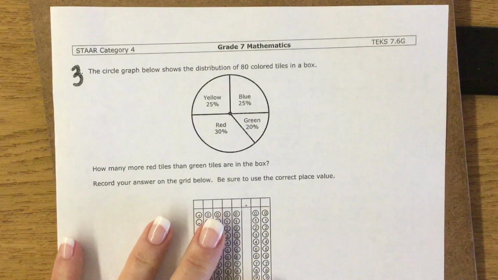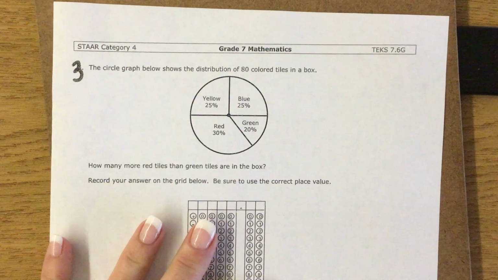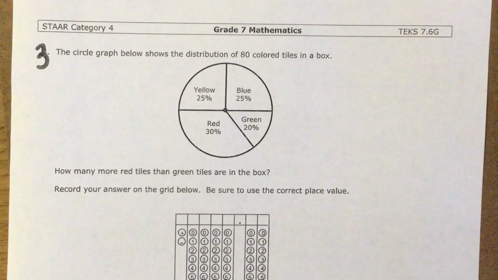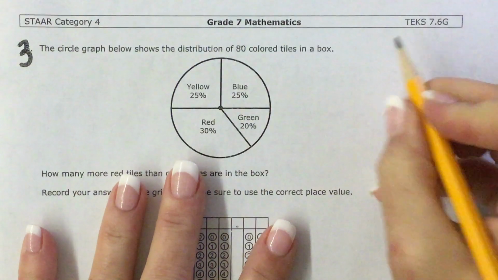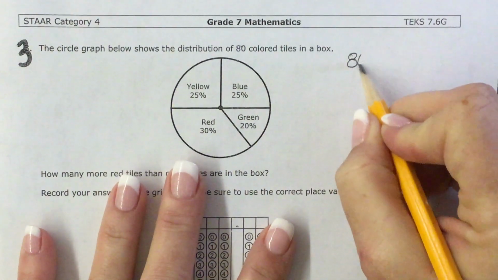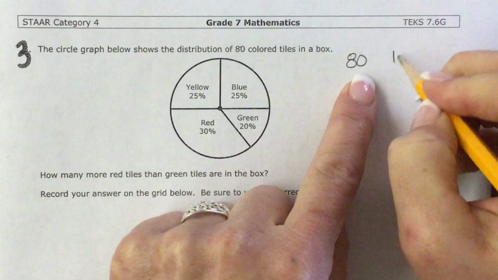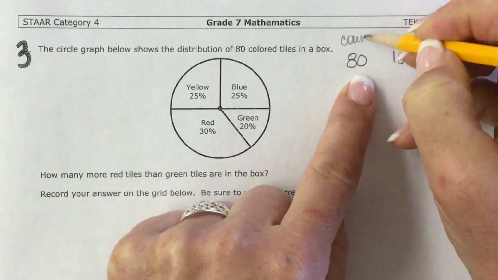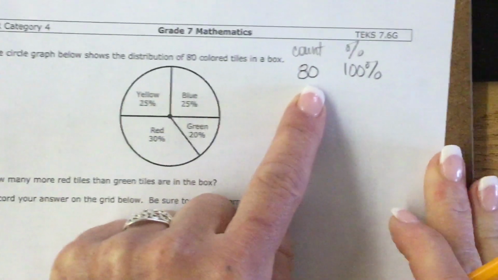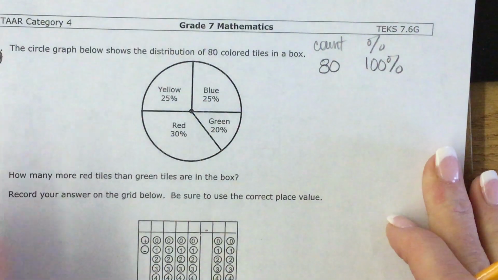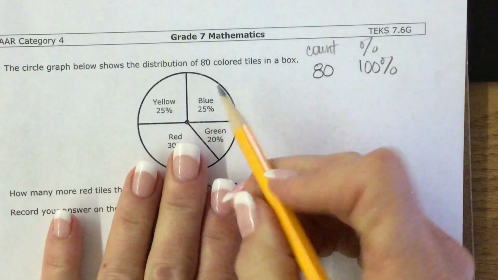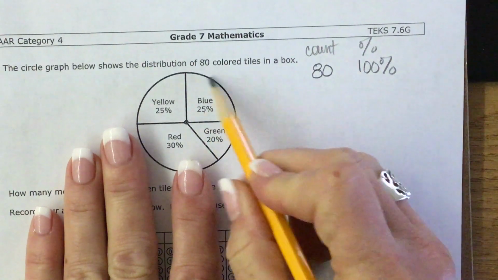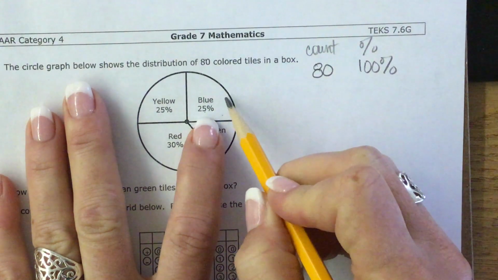All right, let's move on to the next one. The circle graph below shows the distribution of the 80 colored tiles in a box. So my 80 is 100%. This is the actual count, and this is my percentage. Before I ever start, how would I determine what the percentage would be of blue?